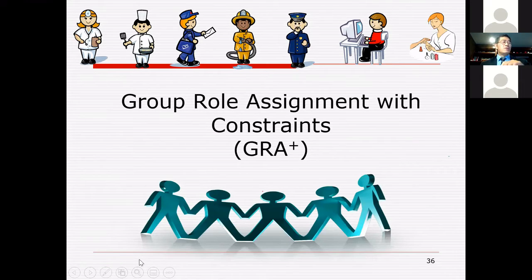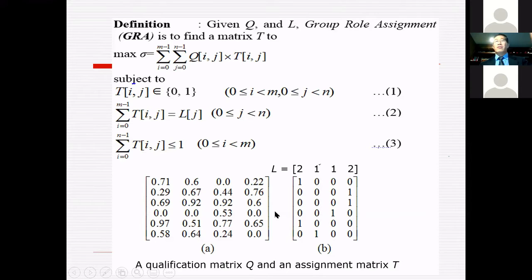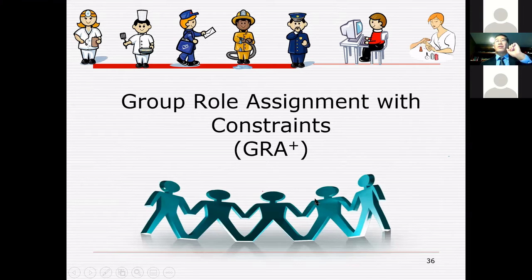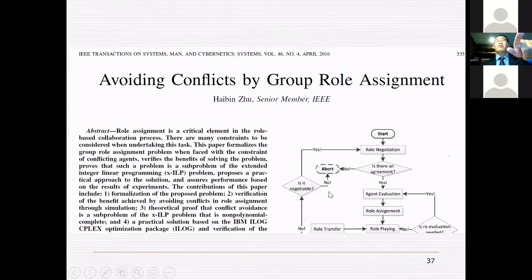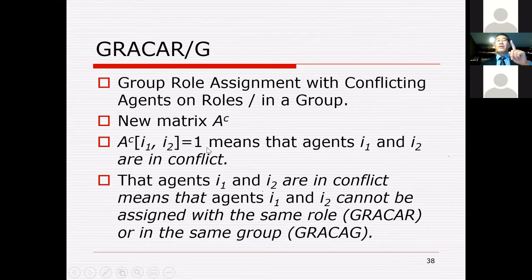And for GRA plus, we introduce constraints. This is a very common constraint, and if we add more or change more, we get GRA plus, which we call GRA with constraints. So this is the first GRA instance I called GRA-CAR, group row assignment with conflicting agents on rows. We only introduce one matrix, which means whether agent 1 and agent 2 are in conflict.